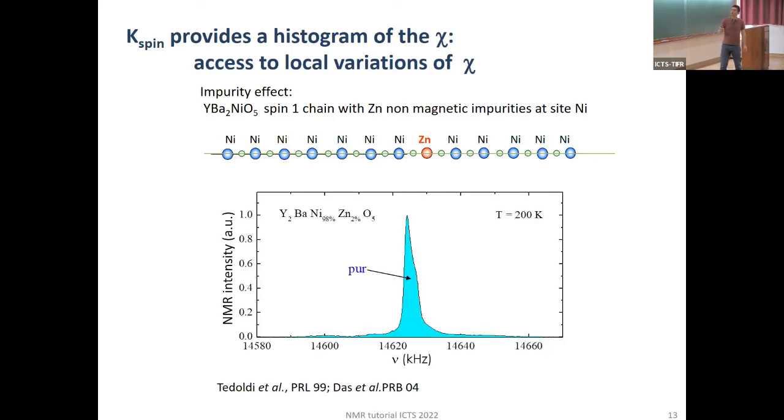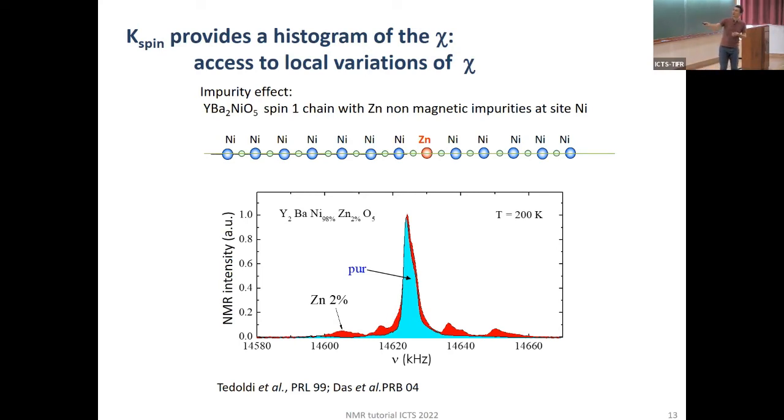So in the pristine pure sample without zinc, that's the yttrium spectrum. It's rather homogeneous, and from the shift of this line, I was showing the local susceptibility. And now if you add some zinc, like 2%, you see that you still have your pristine behavior, but on top of that, you have some kind of satellite that develops there, which has to be related to the end spin, so to what happens close to the zinc.